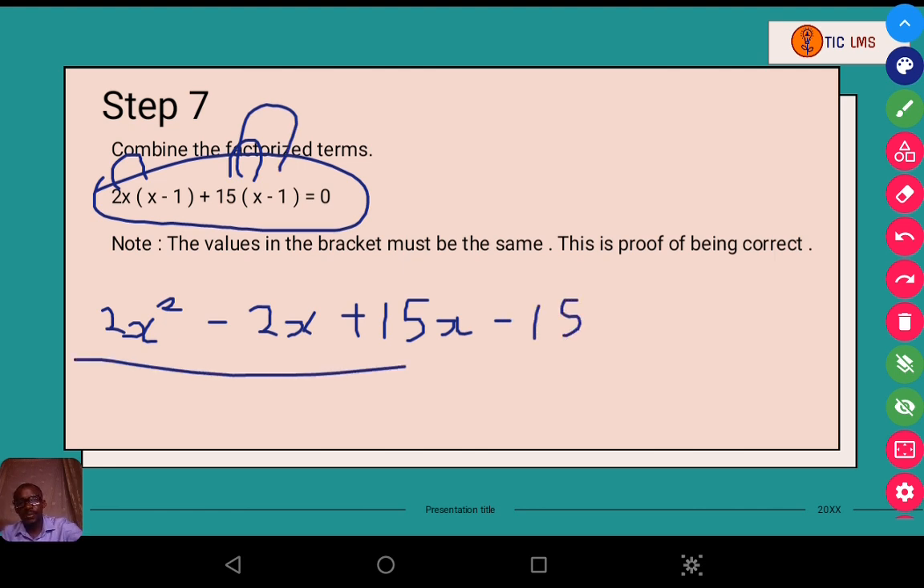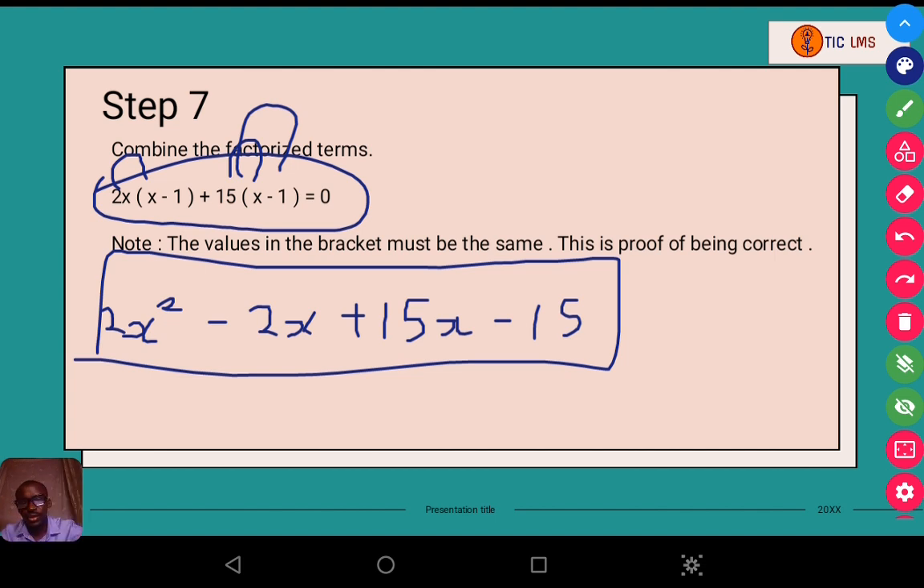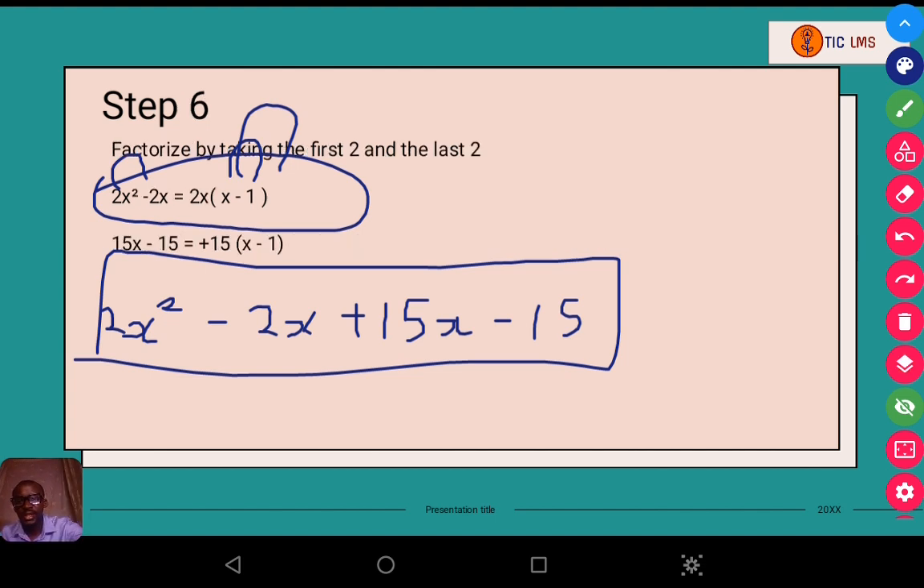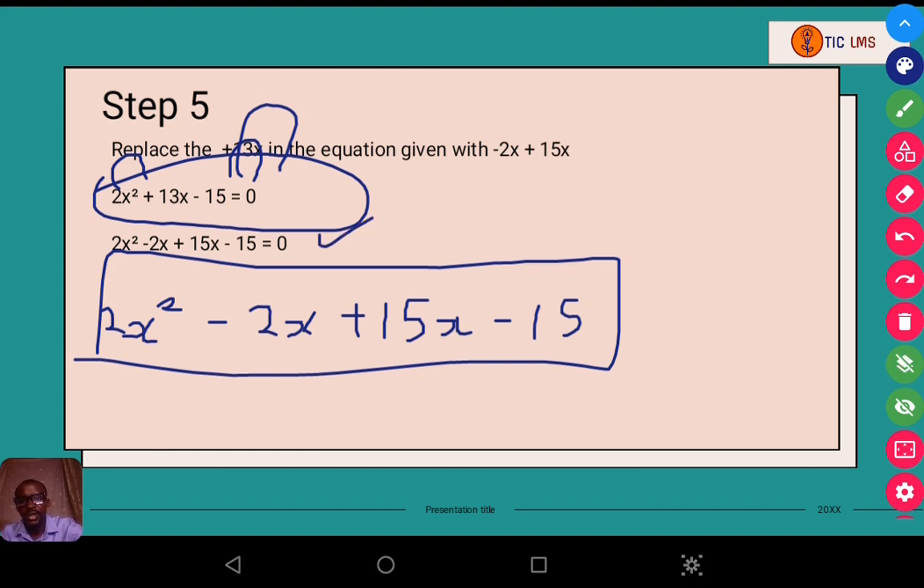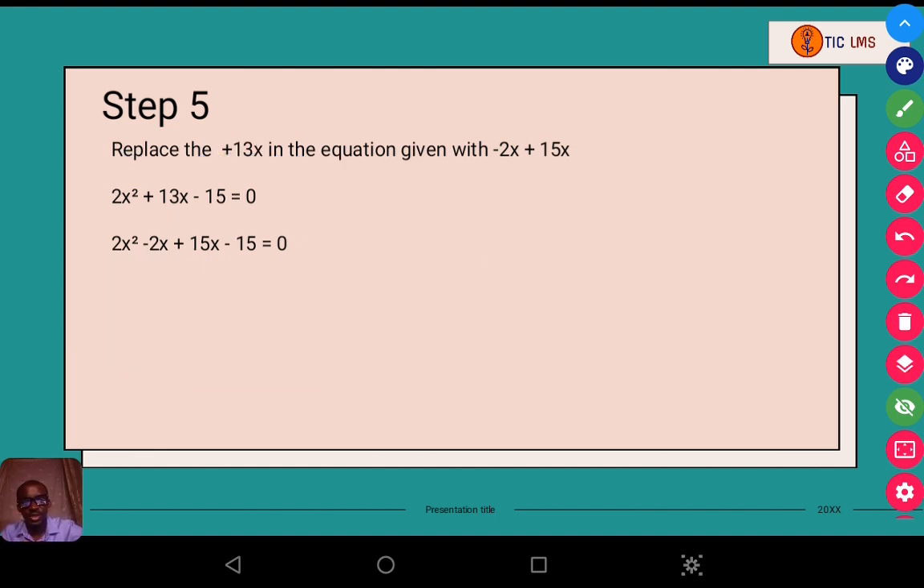Now, by the time you multiply this, you must be able to have what you had in step 6. Sorry, what you had in step 5. So you must have your 2x squared minus 15 minus 2x plus 15x minus 15. So it's very, very important that you do that, you watch that out.